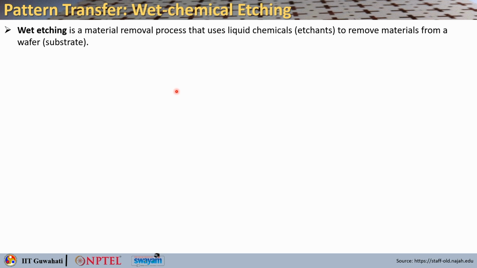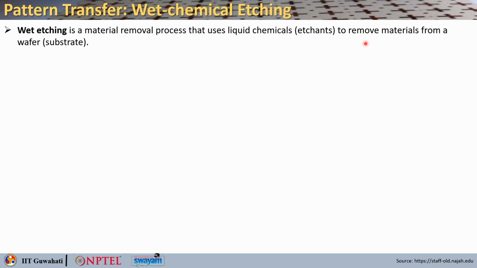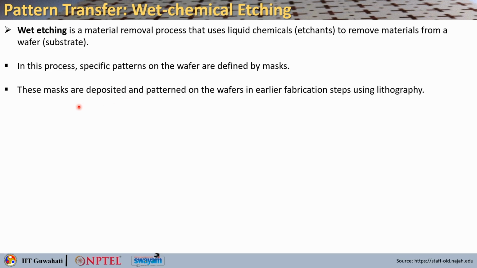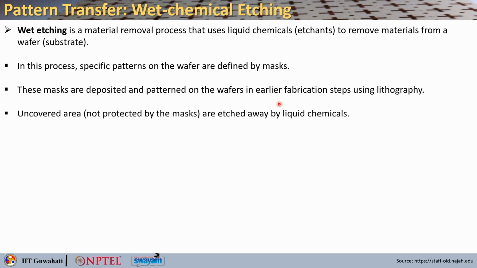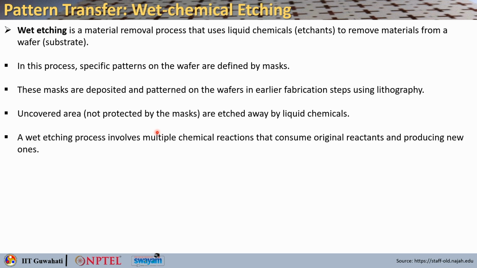So, let us look into wet chemical etching. Wet etching is a material removal process that uses liquid chemicals or etchants to remove materials from a wafer or substrate. In this process, specific patterns on the wafer are designed by the masks. These masks are deposited and patterned on the wafer in earlier fabrication steps using lithography. Now, uncovered areas which are not protected by the masks are etched away by liquid chemicals.